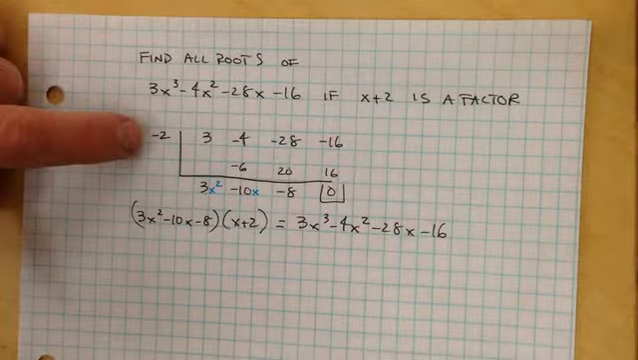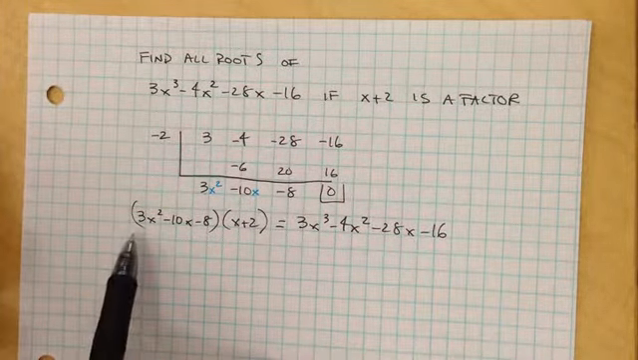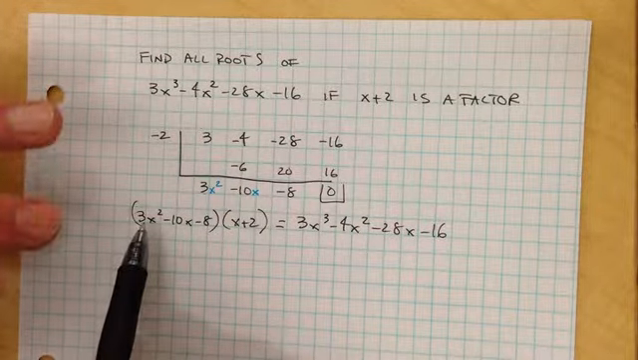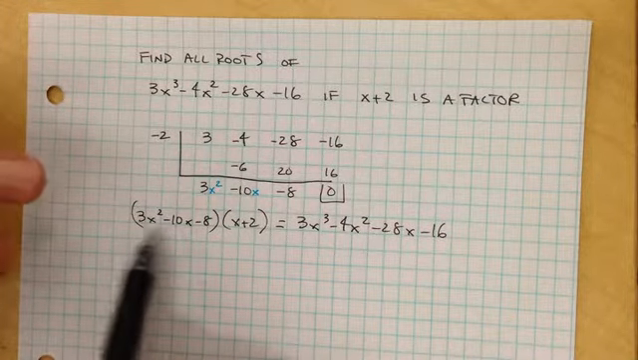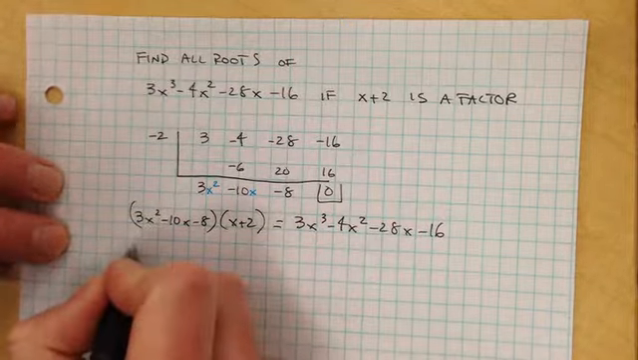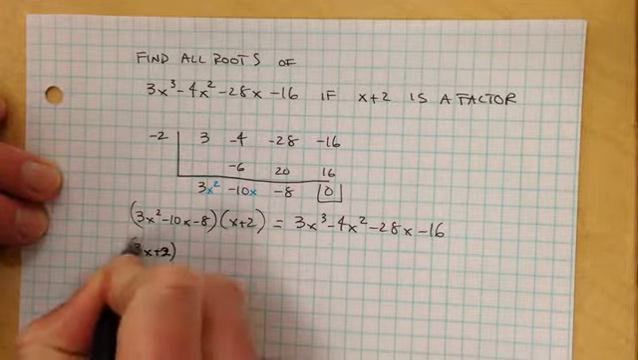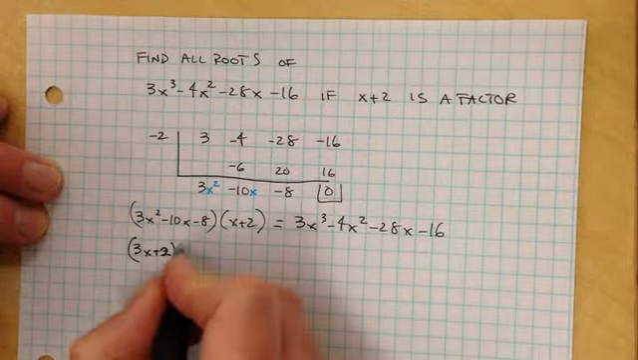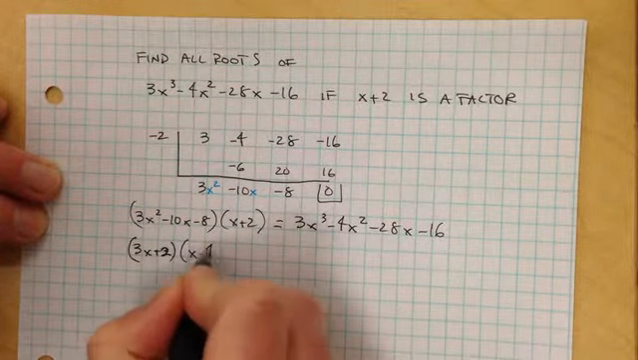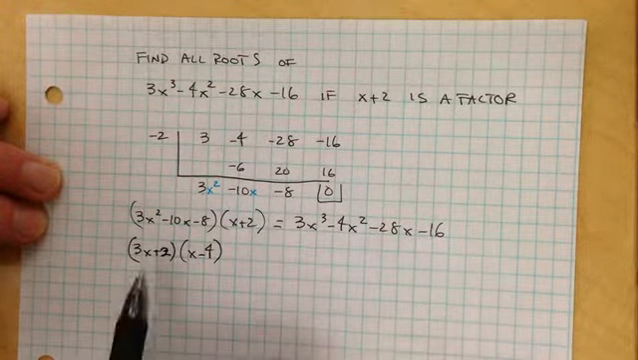And I asked for all the roots. Well, I know one root is negative 2. This right here can be factored a little bit further. We could factor this right here to 3x plus 2 times x minus 4. Let's double check that.